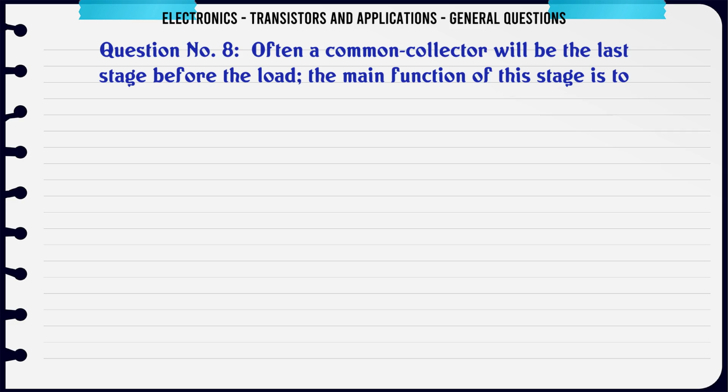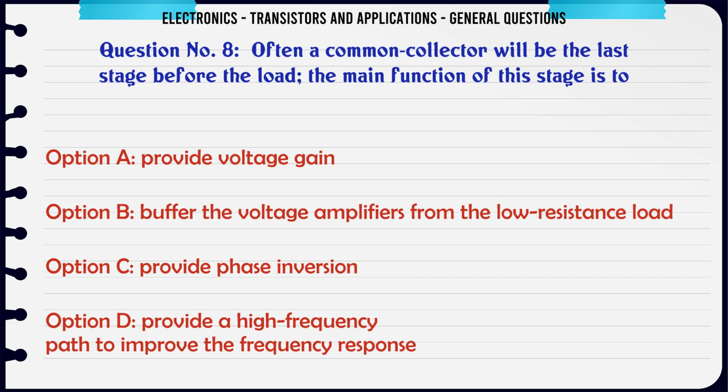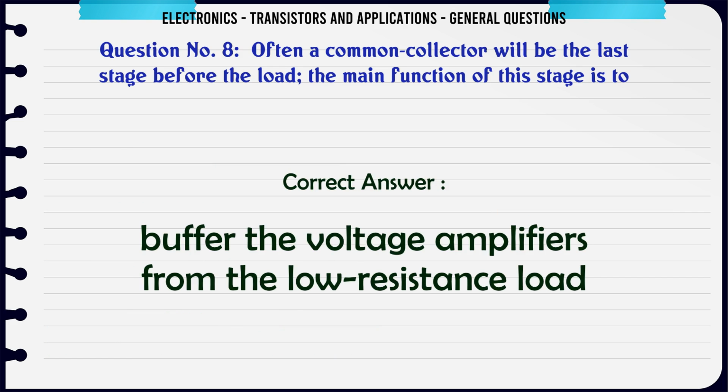Often a common collector will be the last stage before the load. The main function of this stage is to: A. Provide voltage gain. B. Buffer the voltage amplifiers from the low resistance load. C. Provide phase inversion. D. Provide a high frequency path to improve the frequency response. The correct answer is buffer the voltage amplifiers from the low resistance load.